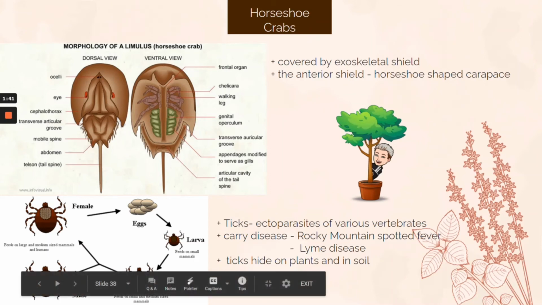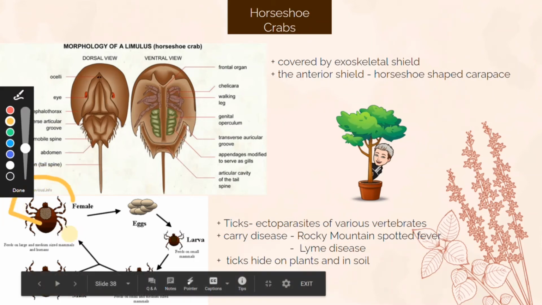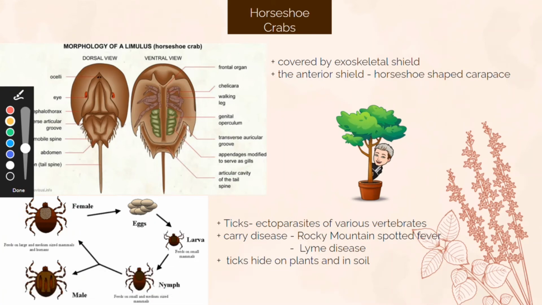And this one is a tick. A tick is an ectoparasite of various vertebrates. They carry diseases such as Rocky Mountain spotted fever and Lyme disease. When ticks are not attached to a host, they hide in plants and in the soil.